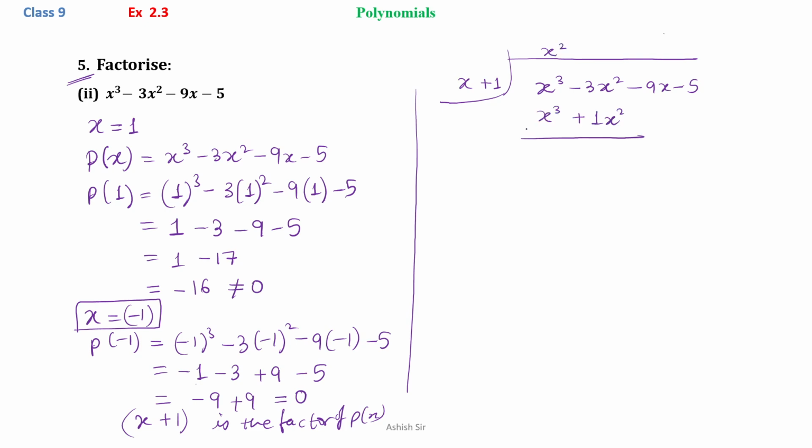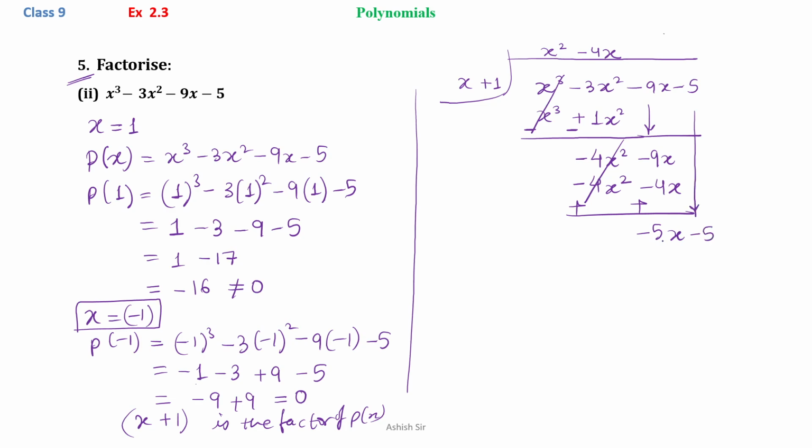Now in division, we will change the sign. x cube minus x cube cancelled. Minus 3 and minus 1 is equal to minus 4x square. Then we carry on minus 9x. Now x is multiplied by minus 4 to make up minus 4x square. Minus 4x into plus 1 gives minus 4x. Then we change the sign here. This got cancelled. Minus 9 plus 4 is minus 5x.